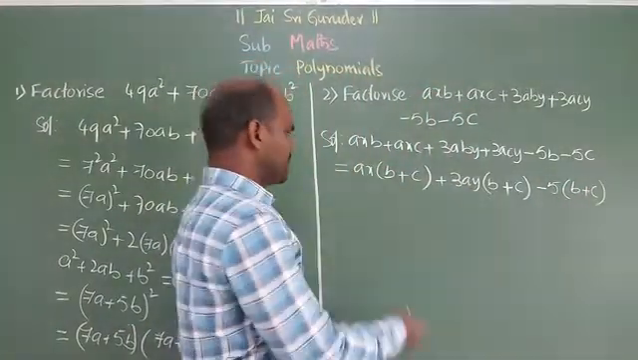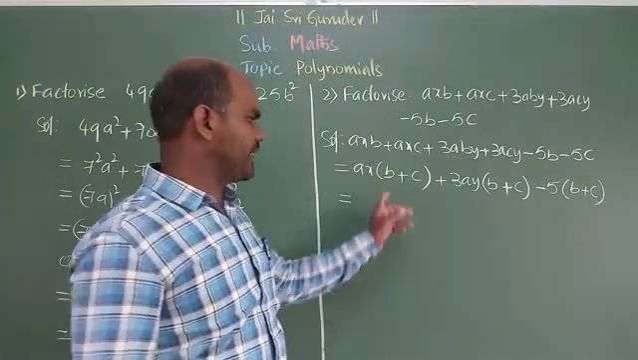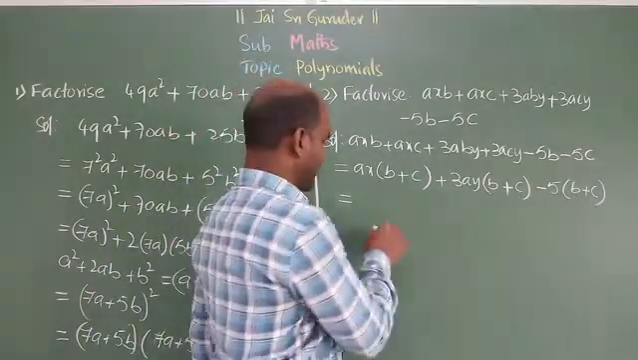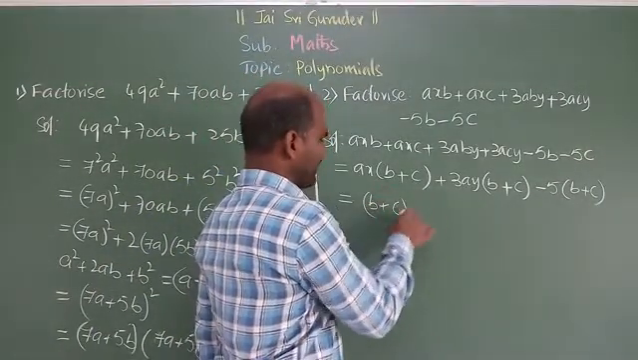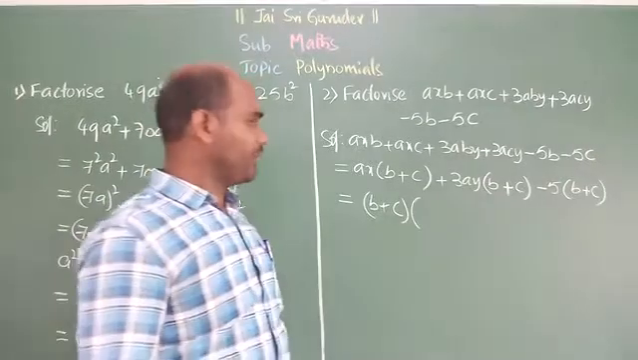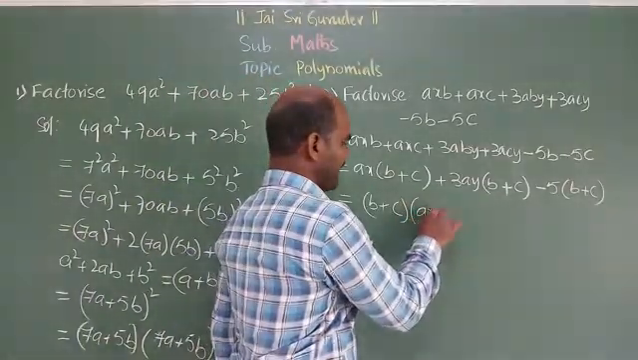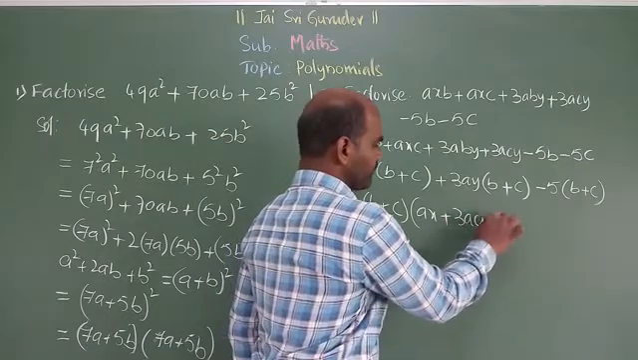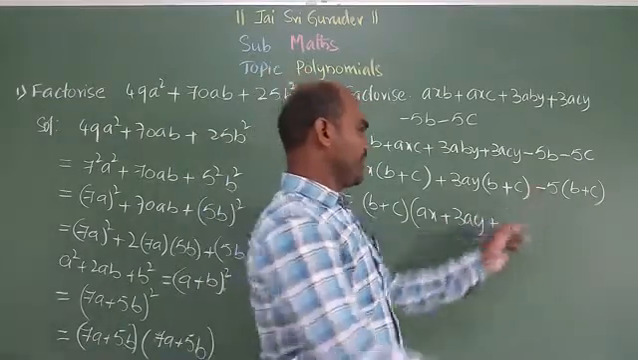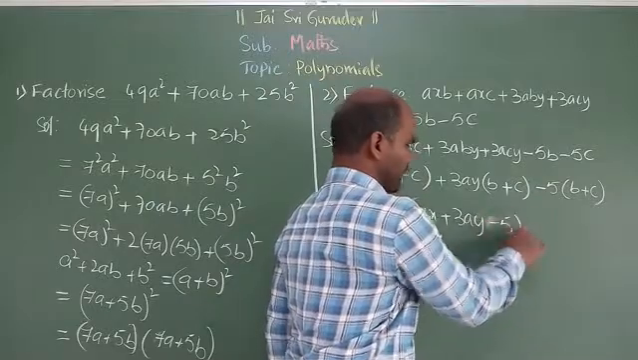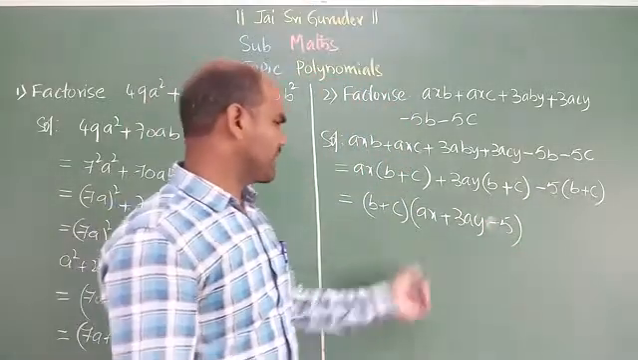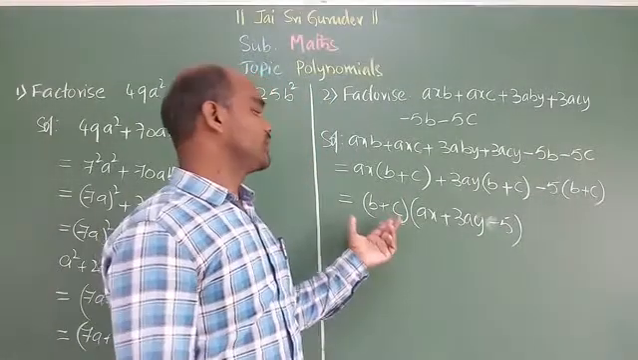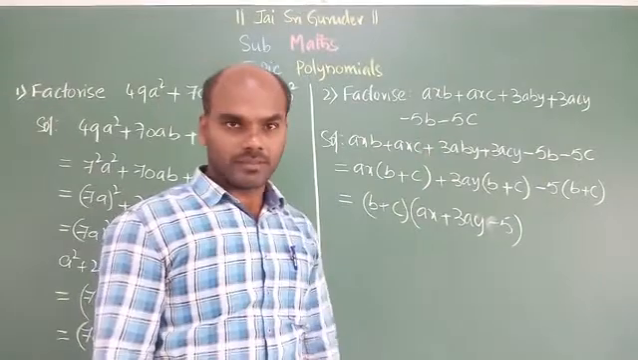So children, so it is equal to. Now what is the common there in these three terms also? b plus c is common there. Okay, so now b plus c, I am taking the common. What is the remaining term, children? Here is ax, here is 3ay, plus minus 5 is remaining in this one now. Is it possible to take any common terms in this, children? No. Okay, so this is the factorisation of the given problem.